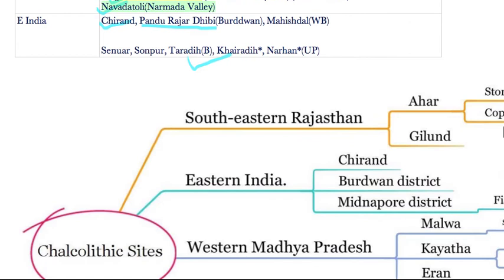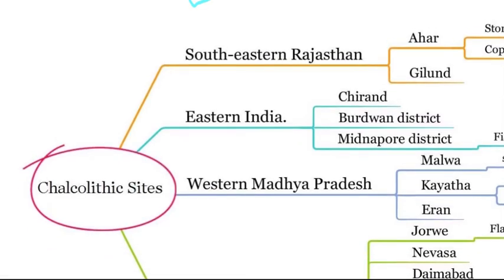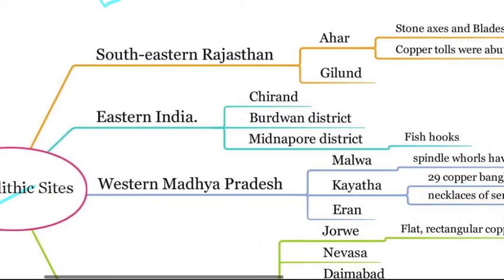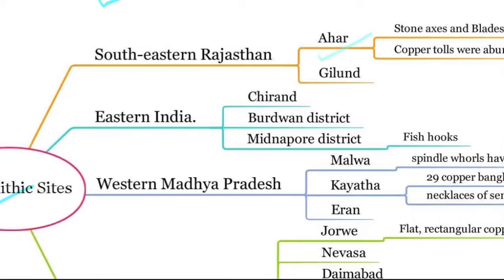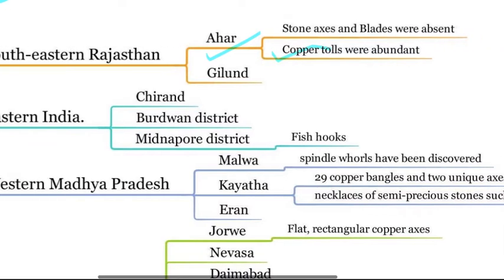Now see, sometimes mind maps help us to remember things better. You can see the Chalcolithic sites have been divided in a mind map. Southeastern Rajasthan has Ahar and Gilund culture. In Ahar culture you have copper implements, basically copper tools. Copper tools were abundant and stone axes and blades were absent. Here predominantly copper tools were used because it is very near the Khetri mines in Rajasthan, and Gilund is also very near to it.